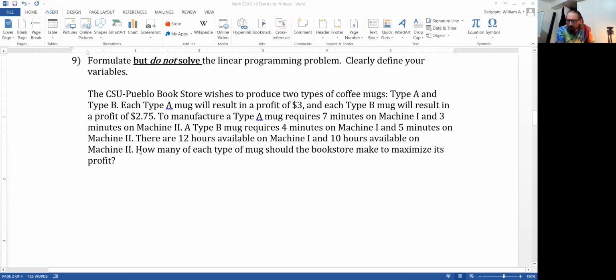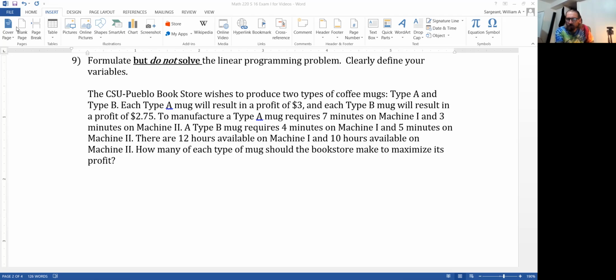Now, we're not going to actually answer the last question. We're just looking to formulate the linear programming problem, which could then be later on solved. And so we need to write something about maximizing profits subject to the constraints given. Okay, so before writing out the linear programming problem, we could set up a table.